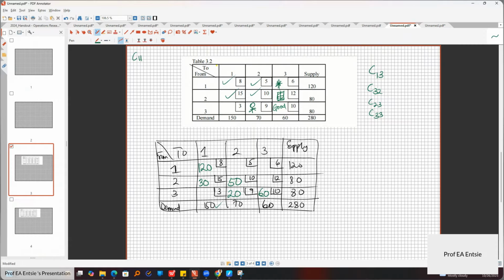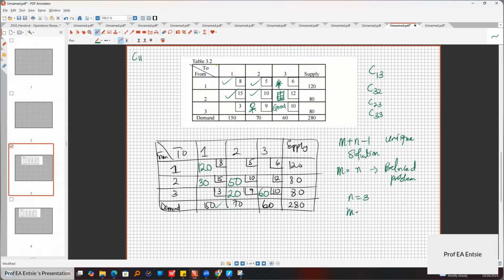After you are done filling the cells, you check. We check what we call the m plus n minus 1 unique solution. What do I mean by this? We know that m is the number of supply, which should equal the number of what? Demand, for it to be a balanced problem. So what's the number of demand? The sites that are demanding, how many are they? They are three. So n is three.